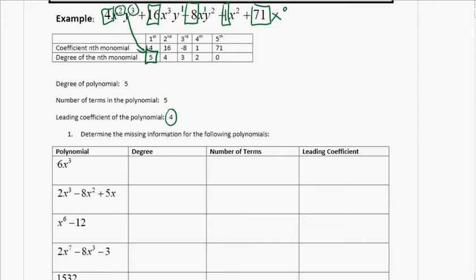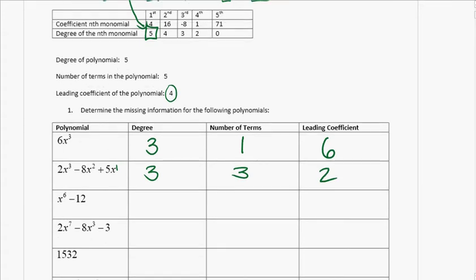Okay, so this monomial, 6x cubed, the degree is the combination of all the exponents of the variables, which is 3. Number of terms is 1. The leading coefficient is 6. The degree of this one, there's 3 in the first term, 2 in the second, and 1 in the third, so the biggest one is 3. The number of terms is 3, because 1, 2, 3 things separated by pluses and minuses. The leading coefficient is 2.